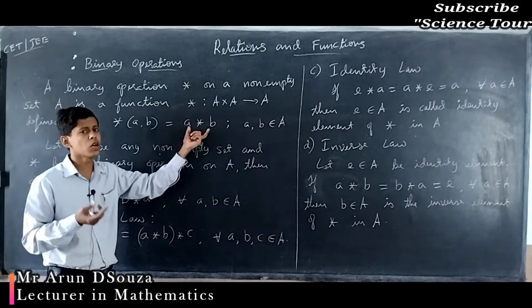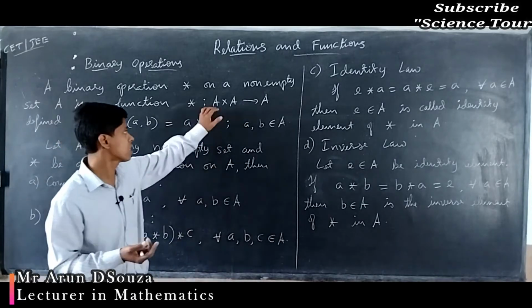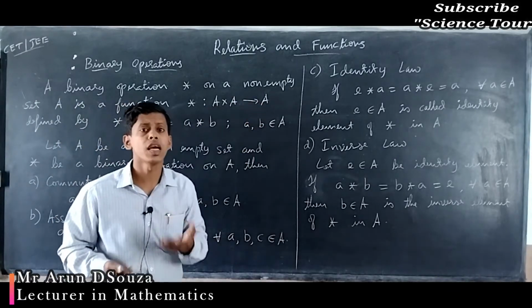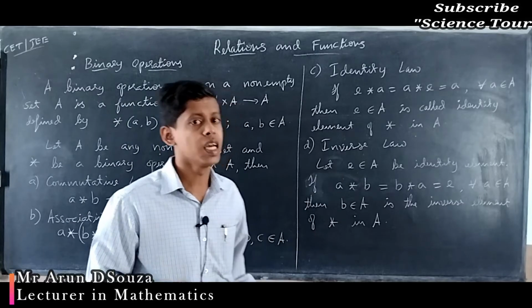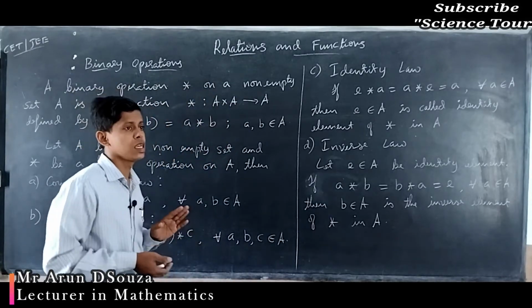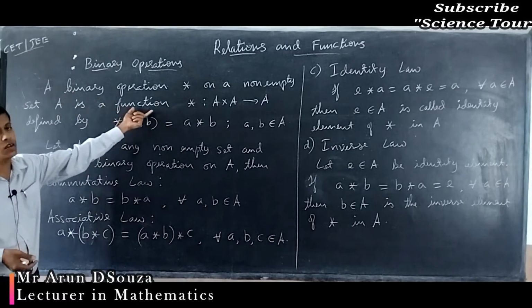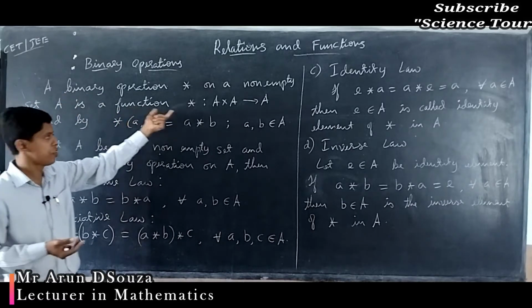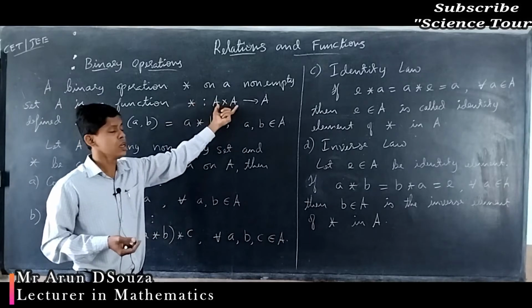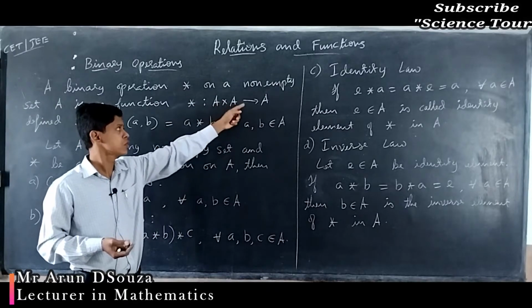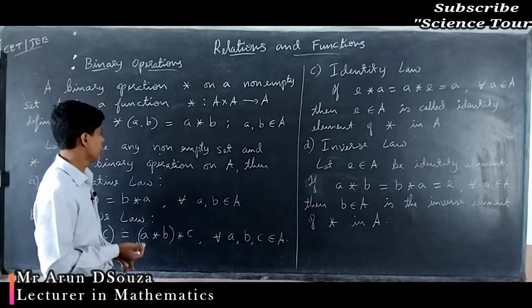So if the output does not belong, then that is not a function, because there are some elements which are not related to any elements of A. So then it does not become a function, hence it will not be a binary operation. So basically binary operation is a function. And what kind of a function? It is a function from the cross product of A to the set A.